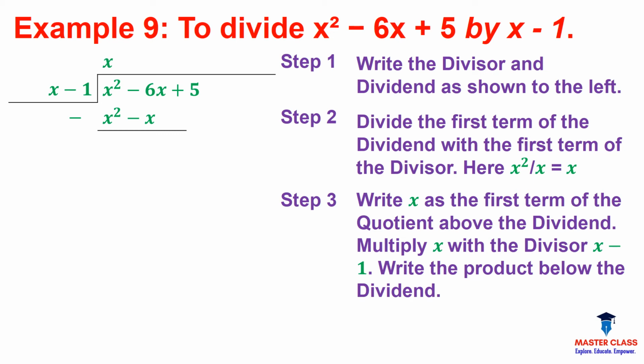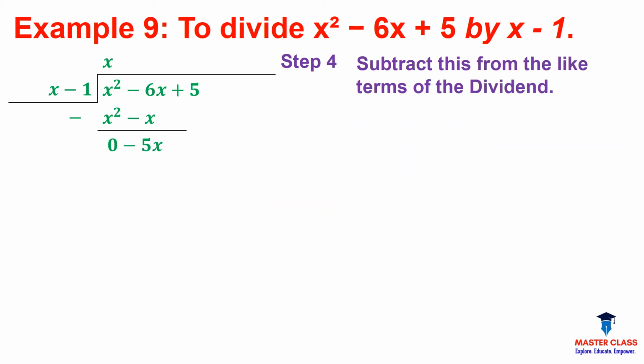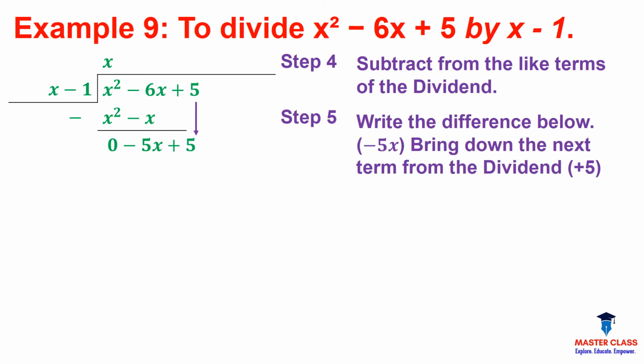Write x as the first term of the quotient above the dividend. Now multiply x with the divisor x − 1. You will get x² − x. Write this product below the dividend, ensuring that like terms are arranged one below the other. Put a line below x² − x. Subtract this from the like terms of the dividend. Here we have to subtract x² − x from x² − 6x. Write the difference, that is in this case −5x, below the line.